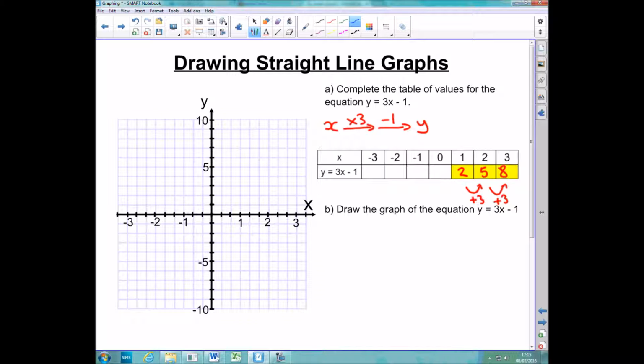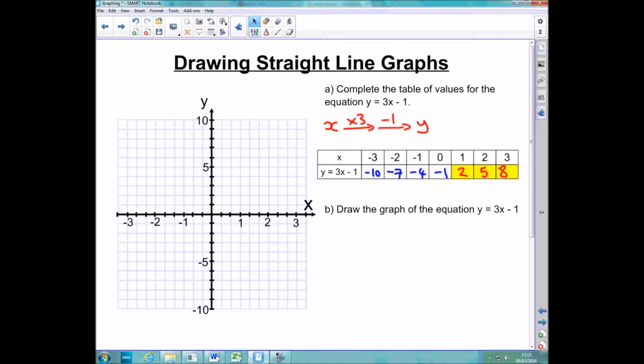So what we're going to do is take away 3 each time. So 2, take away 3 is minus 1. Take away 3 again is minus 4. Take away 3 again is minus 7. And take away 3 again is minus 10. And you can use your number lines to do these if you're struggling with the minus numbers. Okay, so now we've completed our table.